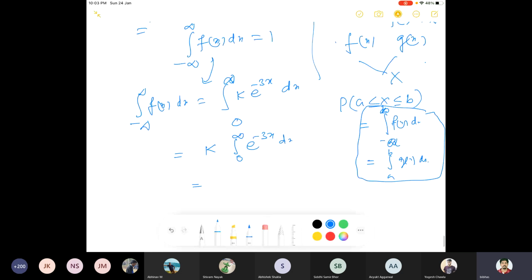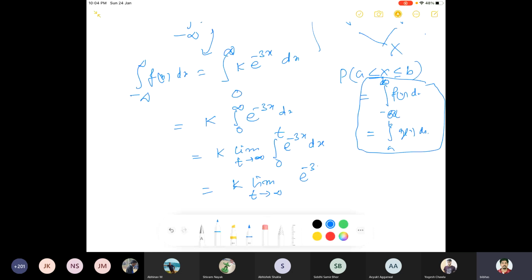So this will be K times the limit, let's say T goes to infinity, 0 to t e to the minus 3x dx, which is equal to what? So K times the limit t to infinity. This will be e to the power minus 3x by minus 3, that is from 0 to t, which is equal to what?